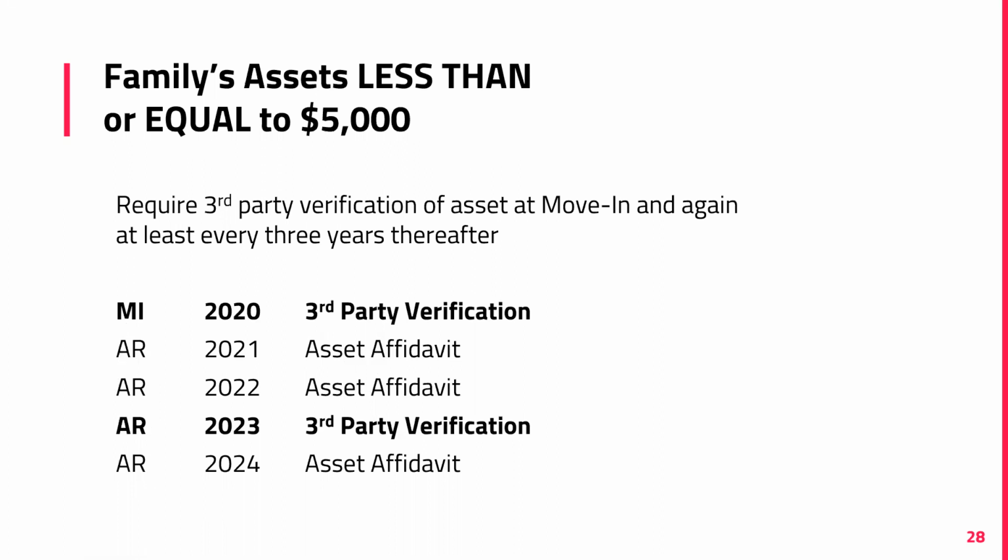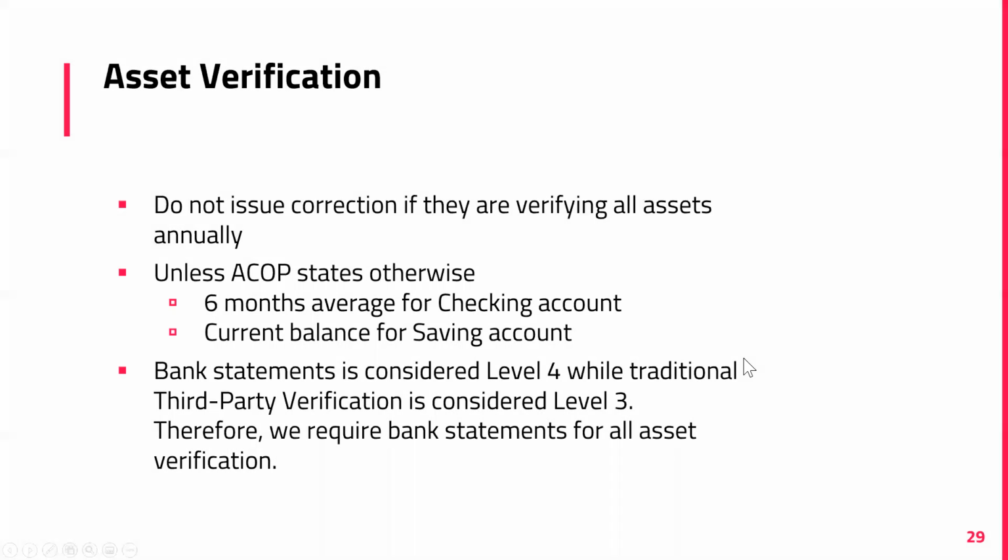Use the same rule. Married people can use the same form. Unmarried people need to fill out separate ones, just like the tax credit world. Asset verification, if they select to not use the streamline rule of only verifying at move-in and every 3 years, they are verifying asset every single year annually.